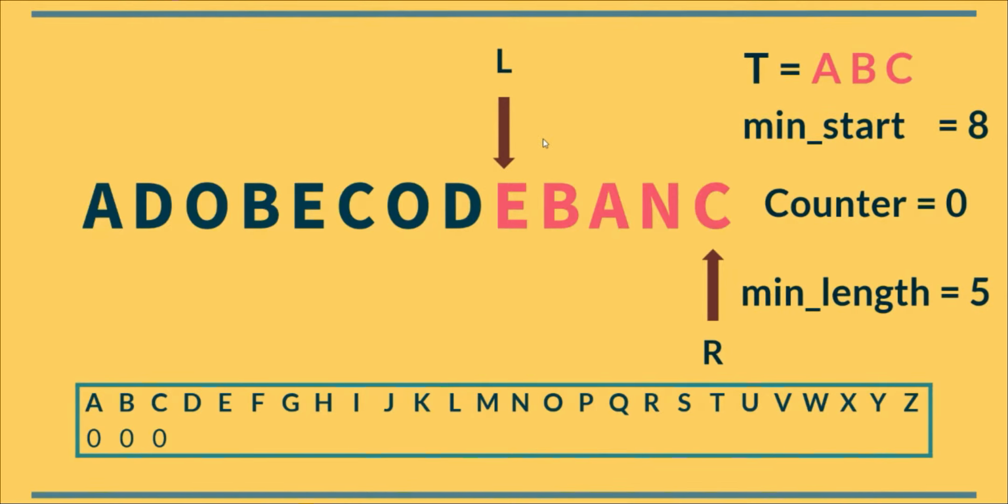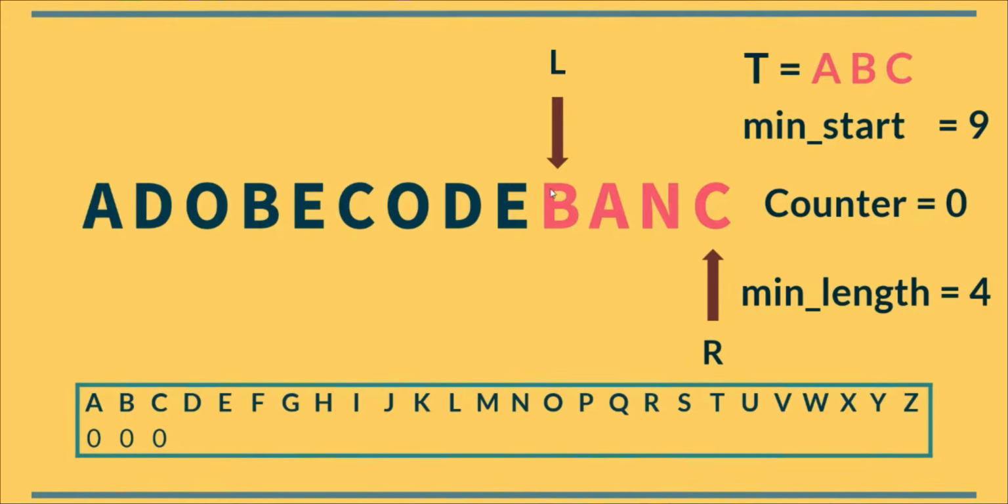Now L points to E. At this point, what we have is a smaller substring. So it starts at index 8 and has a length of 5. So we update our min length and min start values over here. Our substring is still valid. Now we remove this E. Our substring is still valid and now has a smaller size than what it had before. So our min length is now 4 and min start is now 9.